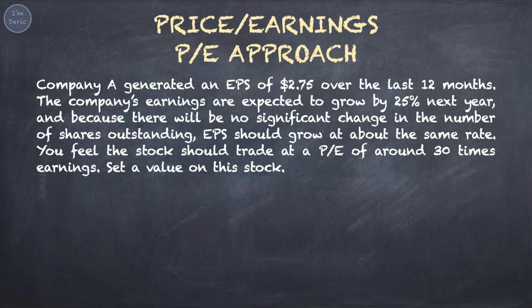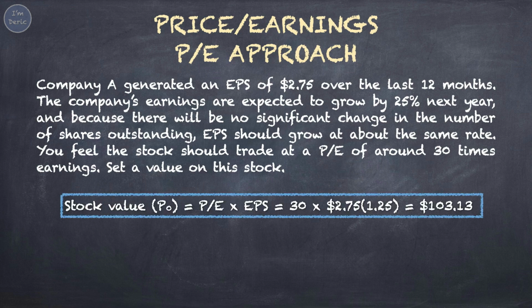Let's take an example. Company A generated an EPS of $2.75 over the last 12 months. The company's earnings are expected to grow by 25% next year, and because there will be no significant change in the number of shares outstanding, EPS should grow at about the same rate. You feel the stock should trade at a PE of around 30 times earnings. Set a value on this stock. By using the formula, take PE ratio, 30, times forecasted EPS, which is $2.75 times 1.25, then you will get an intrinsic value of $103.13.